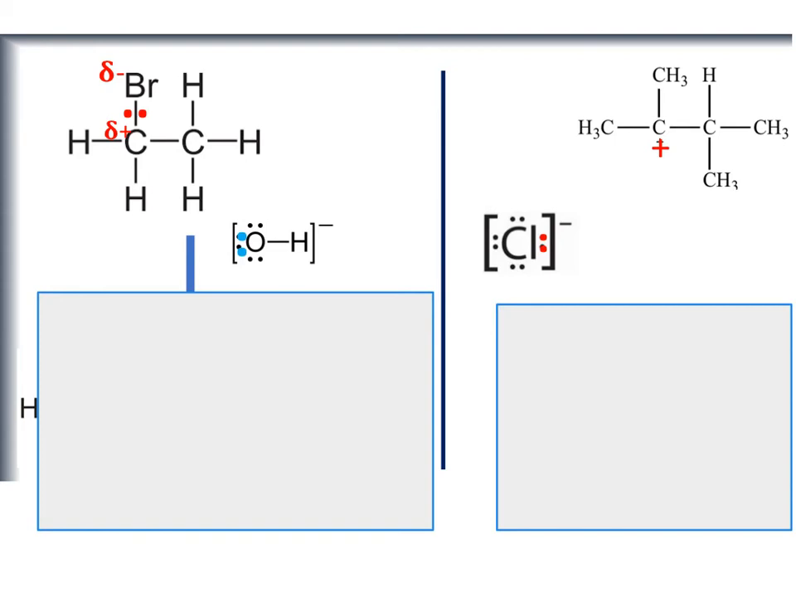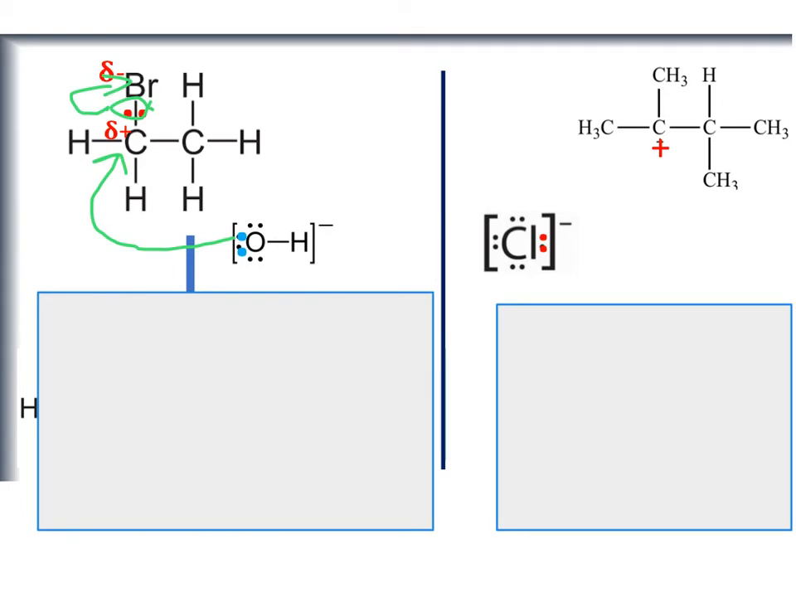So along comes my hydroxide, and the hydroxide is going to be attracted to the carbon atom. My two electrons on the oxygen of the hydroxide are going to be attracted to that carbon, and so that's my first curly arrow. But carbon can never form five bonds, so at the same time that this bond forms, these two electrons go onto the bromine, and bromine will leave as a bromide ion.